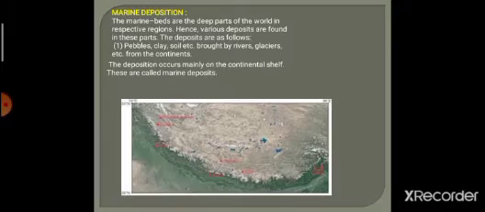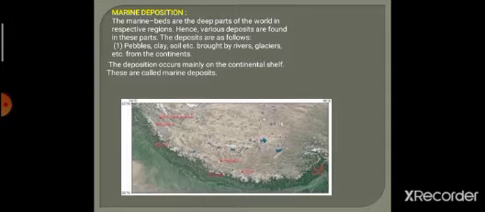Moving further to marine deposits. Now there are three types of marine deposits. The first is pebble or clay. Then there is a marine deposit which is of the sedimentary type, and the third one is the human deposit. Now let us see this. The marine beds are the deepest part of the world in respective regions. Hence, various deposits are found in these parts.